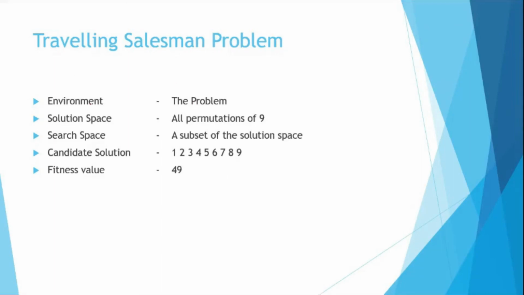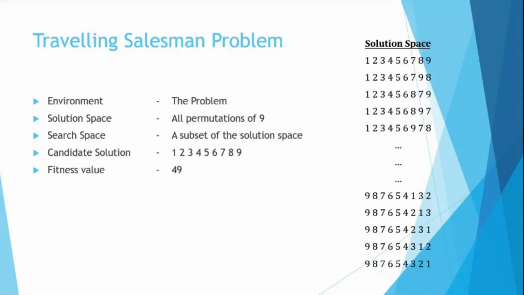That is, the environment in this condition is the traveling salesman problem. And the solution space is all the permutations of 9, that is, permutations of the numbers 1 to 9. So this is the solution space. 1, 2, 3, 4, 5, 6, 7, 8, 9 is one possible solution.